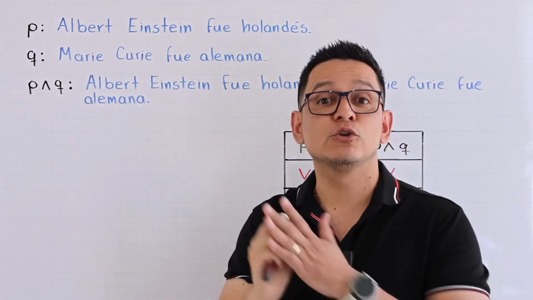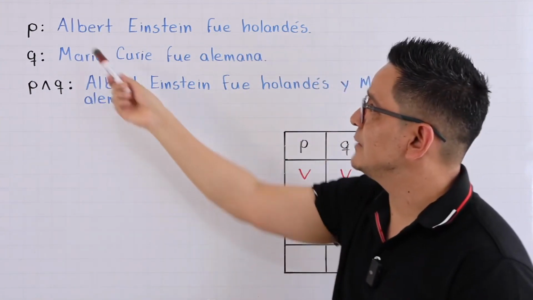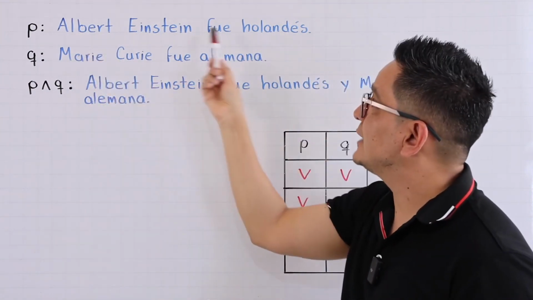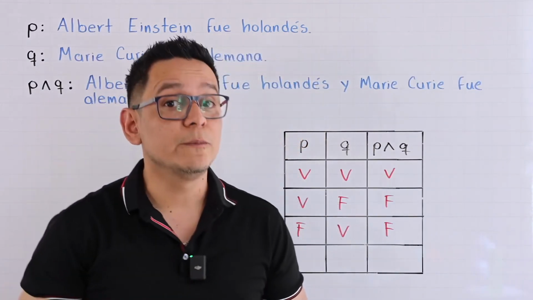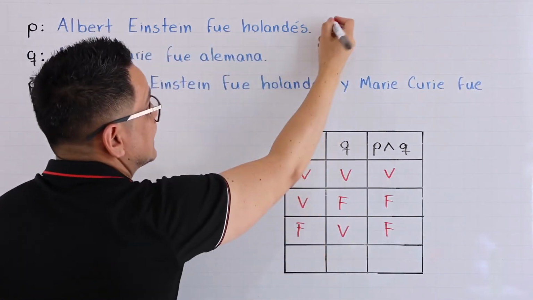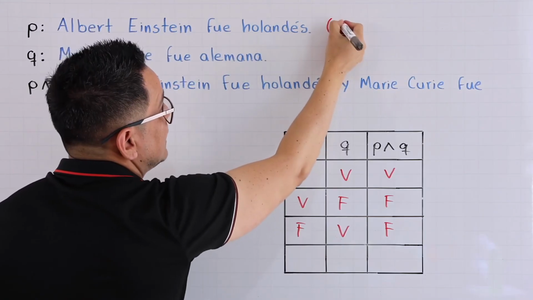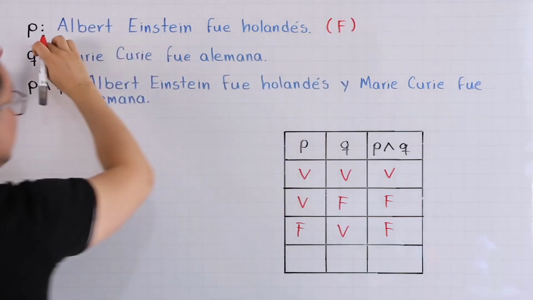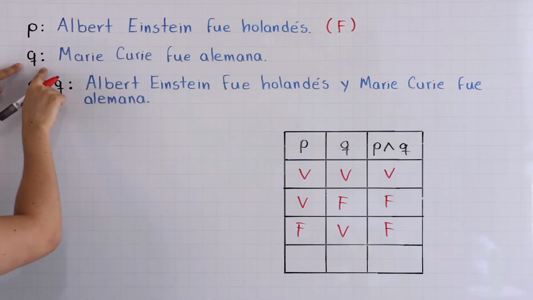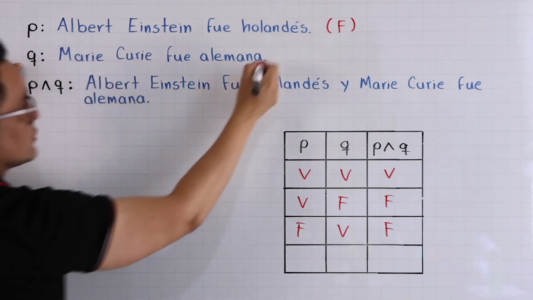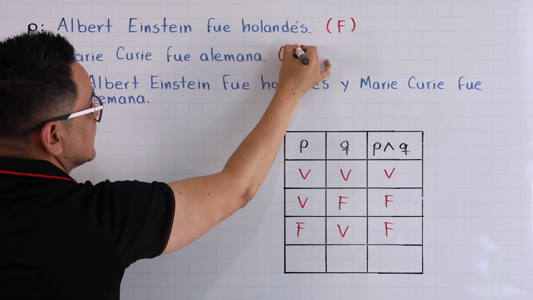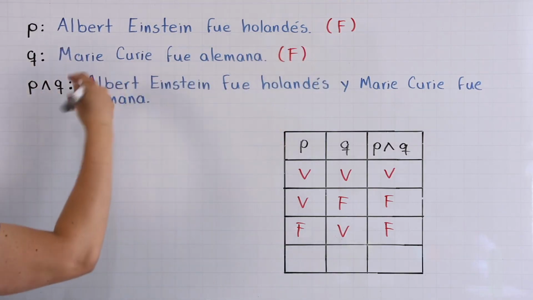Let's think about the truth values. Let's start with proposition P. Albert Einstein was Dutch. Is this true or false? Very good. It's false. And actually, Einstein was German. So proposition P is false. Now let's go with proposition Q. Marie Curie was German. This proposition is also false. Actually, Marie Curie was Polish.